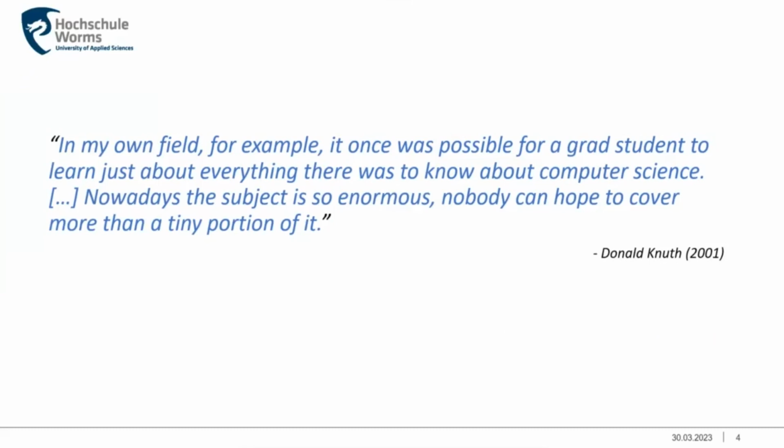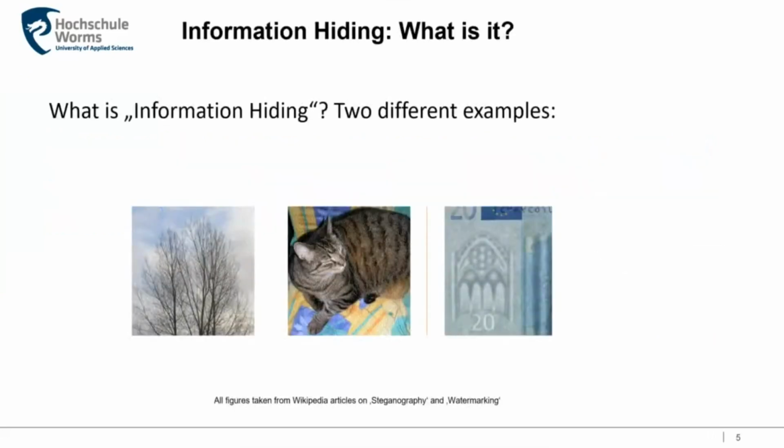I want to start with a quote from Donald Knuth, who wrote 22 years ago that in his own field it was once possible to know basically everything there was to know about computer science. That was when he was a PhD student, I think. Today, meaning 2001, it's way too big and nobody can cope with all of it. And that's a little bit problematic in terms of keeping an overview. I will come back to this quote later.